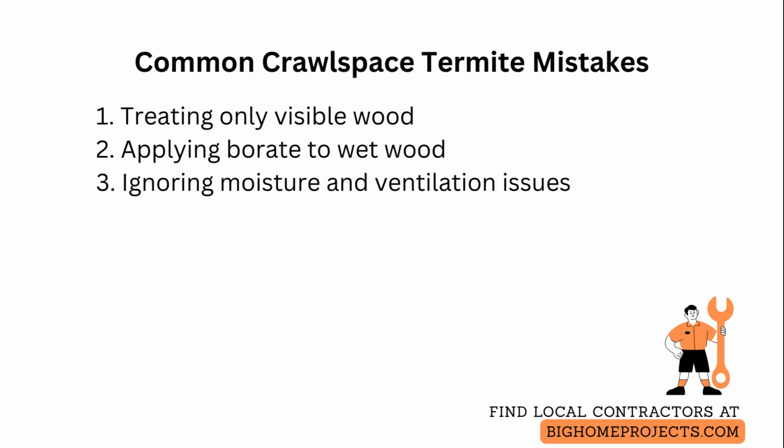A third problem is failing to control moisture from leaks or inadequate vapor barriers, which keeps conditions favorable for termites, so repair plumbing, maintain a sealed vapor barrier, and ensure ventilation pathways are functioning.